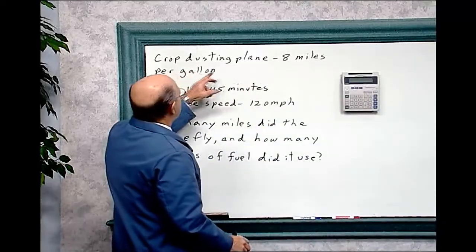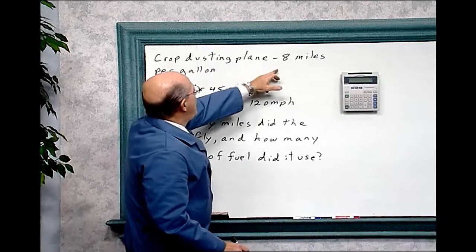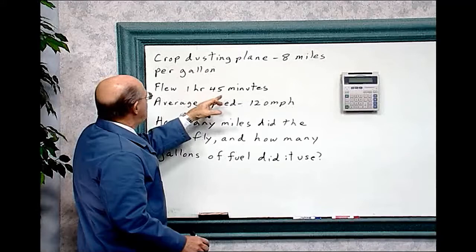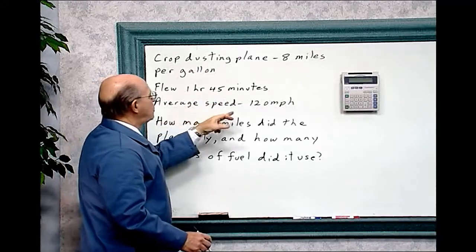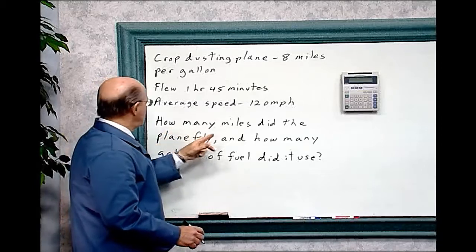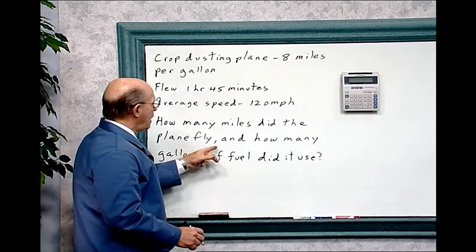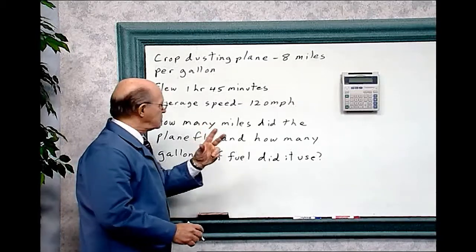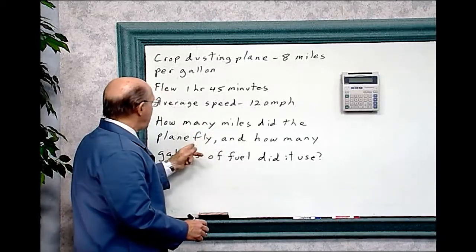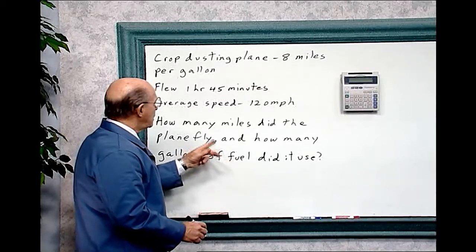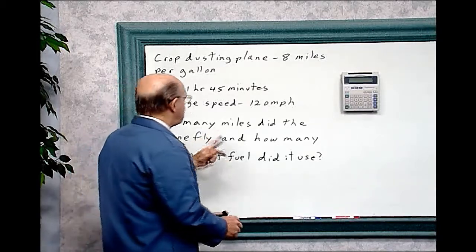The crop dusting plane gets 8 miles per gallon. It flew 1 hour and 45 minutes, and the average speed of 120 miles an hour. Now the question is, how many miles did the plane fly, and how many gallons of fuel did it use? So there's two questions. So let's do the first one. How many miles did the plane fly?